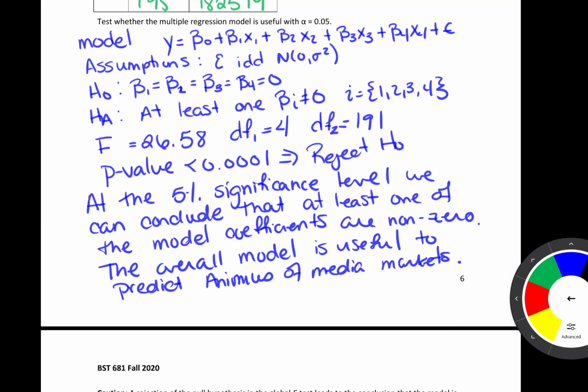Looking at our conclusion, one thing to notice is that when we reject the null hypothesis for this particular hypothesis test, we are only able to conclude that at least one of the beta i's is non-zero. We don't know which one is non-zero, and further we don't know how many are non-zero. We just know that at least one of them is non-zero, and what this tells us is that the overall model is useful at predicting animus of media markets. And remember, when we talk about predicting, what we're really talking about here is a prediction on average.